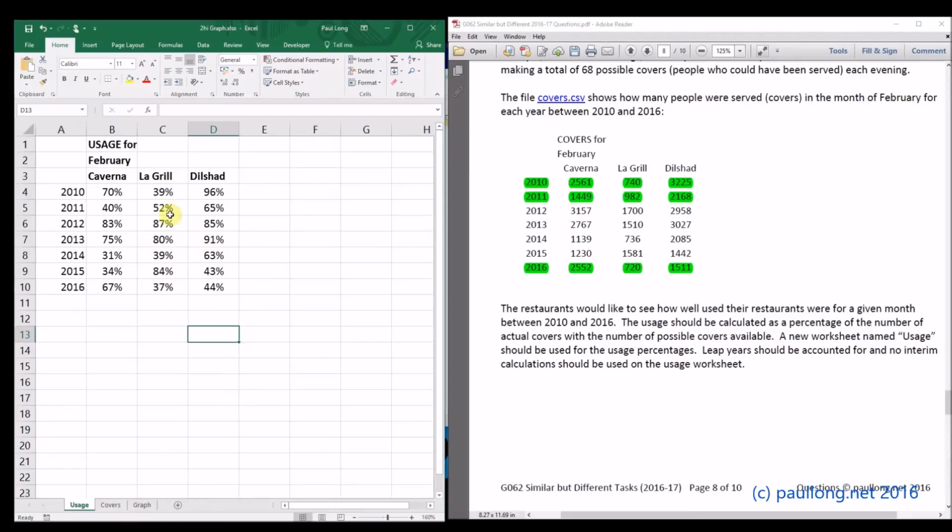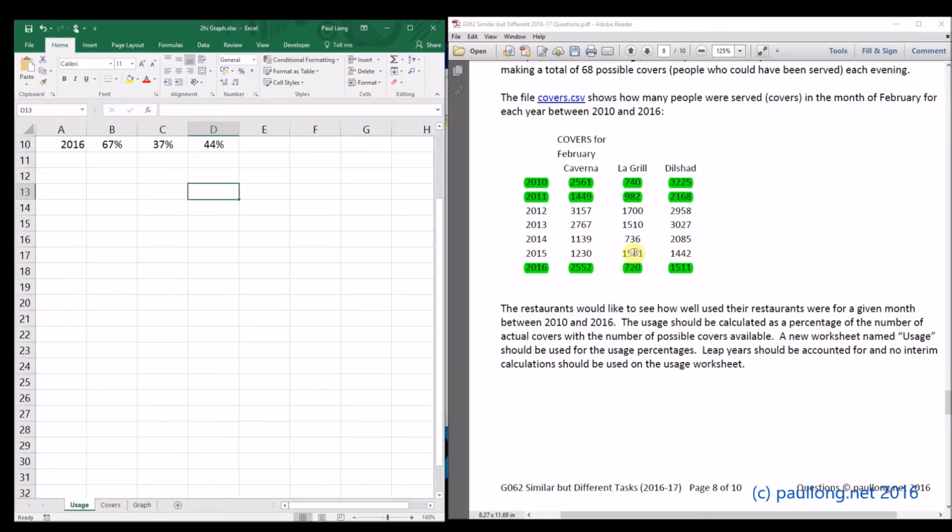So if we have a look at it, for example, Dilshad did very well in February 2013. It hasn't done very well in February 2015 and 16, and so I want to have a look at that and see what were the issues that caused it.